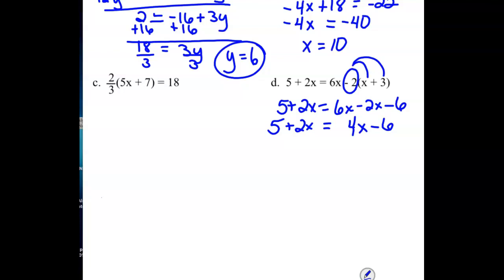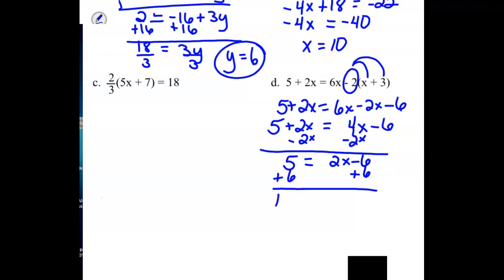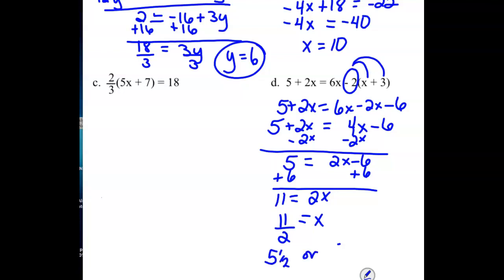And then I want to get variables to the same side. So I'm going to subtract these two x's to that side. And then I'm going to add 6 back here. My last step is to divide by 2, which leaves me with 11/2. I could also write that as 5 1/2. I could also write it as 5.5. You want to just be careful if you have fractions that don't end up as nice ending decimals to leave it in fraction form.